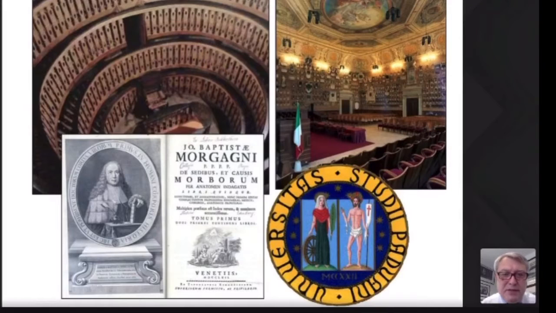You see this picture showing the first anatomic theater in the world and the Aula Magna dedicated to Galileo Galilei in our old university.